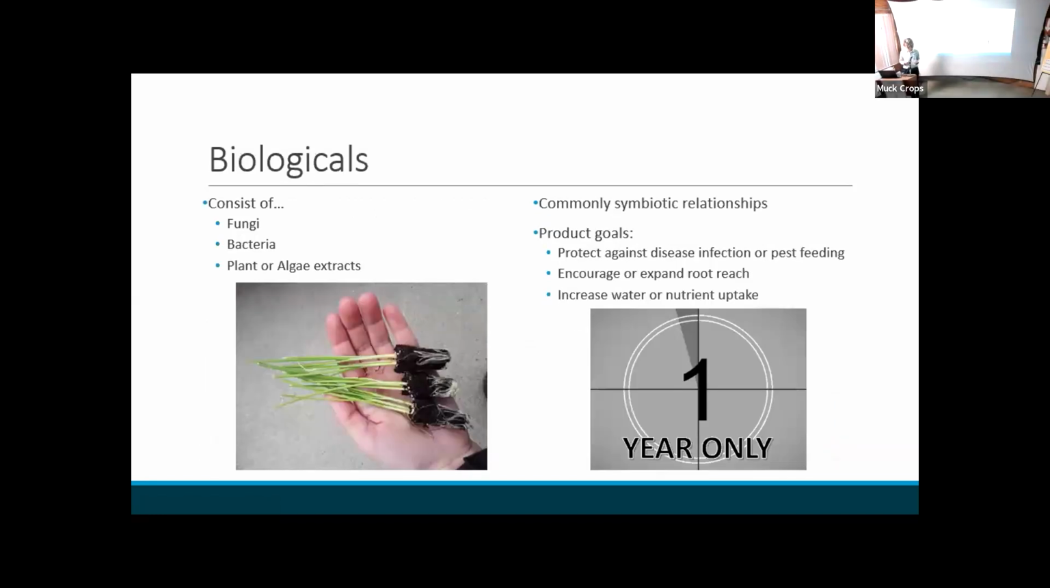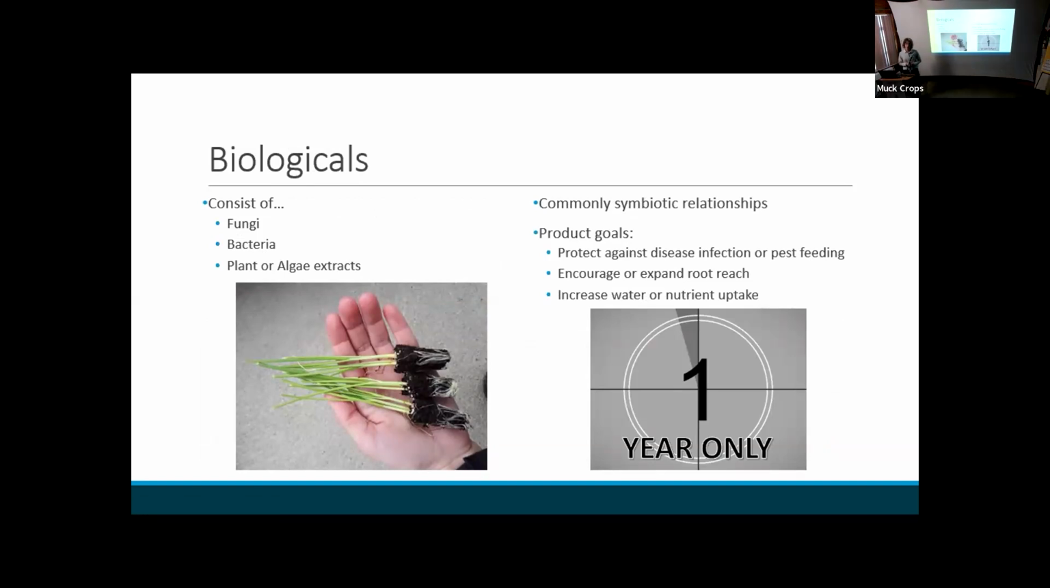Moving back off of the plant or seed, biologicals, you're hearing more and more about this because it's another tool in our toolbox, right? We're talking about fungi, bacteria, plant and algae extracts, commonly a symbiotic relationship. So you're looking at something where the plant and the biological are both benefiting from this relationship, which is the ideal way that we have this happen.